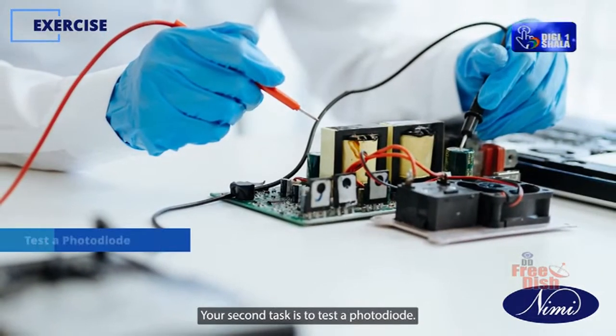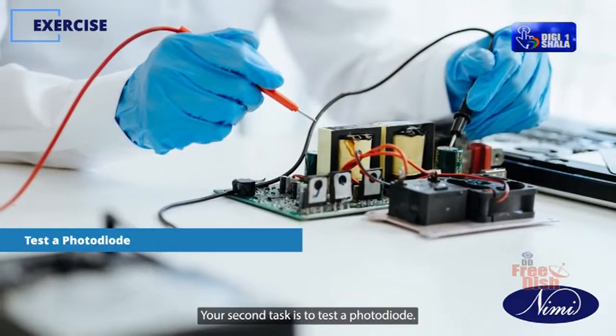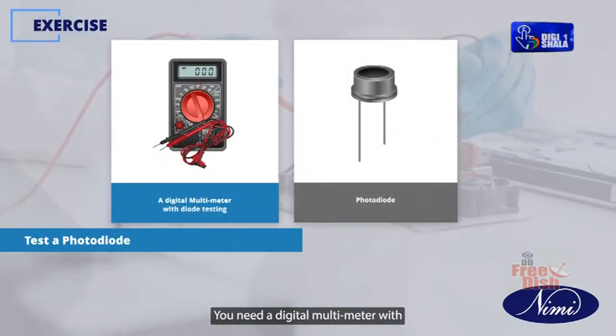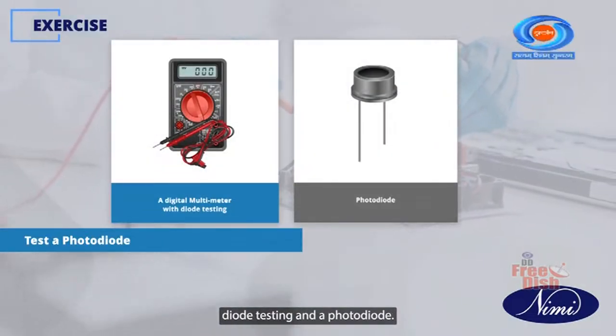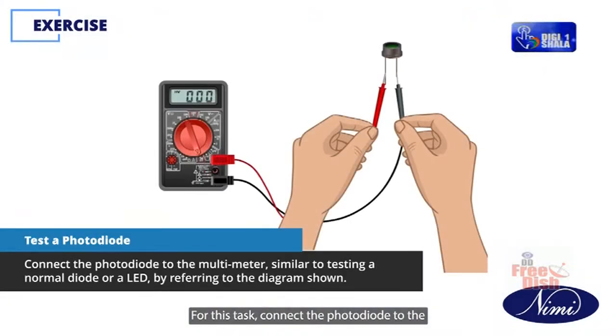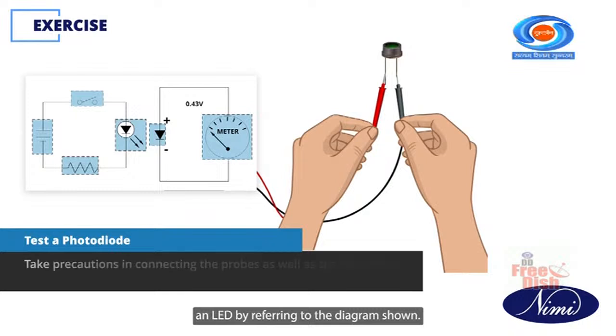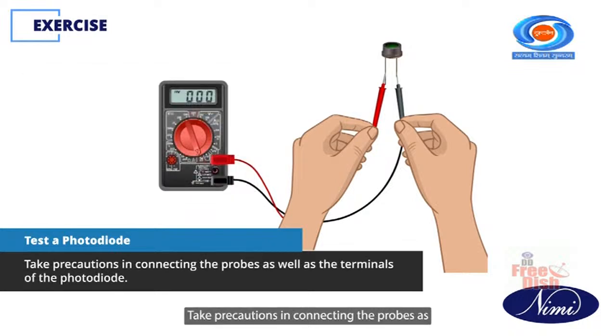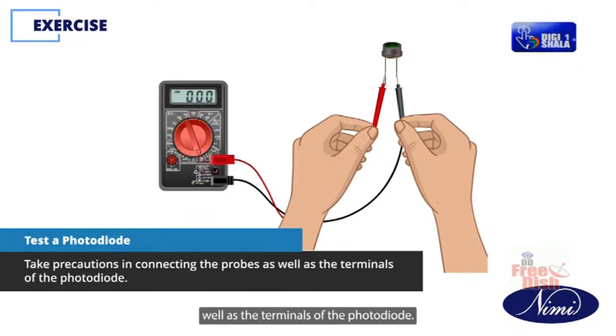Your second task is to test a photodiode. You need a digital multimeter with diode testing and a photodiode for this task. Connect the photodiode to the multimeter similar to testing a normal diode or an LED by referring to the diagram shown. Take precautions in connecting the probes as well as the terminals of the photodiode.